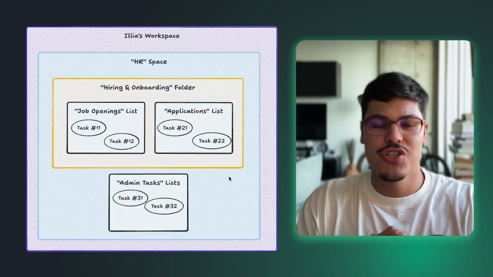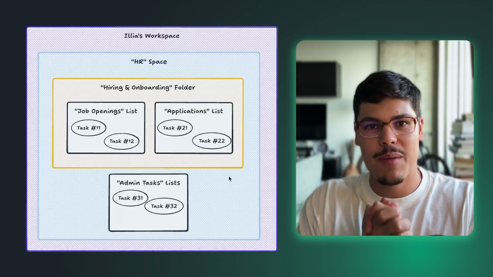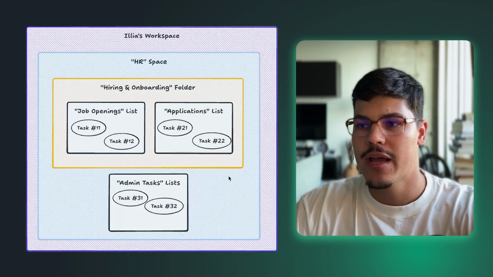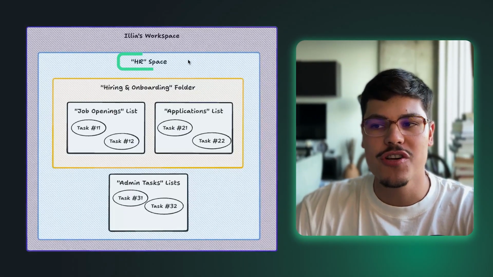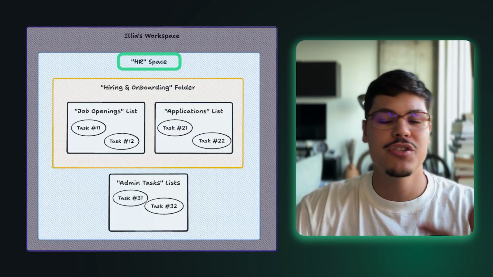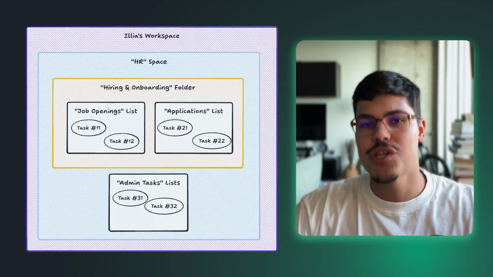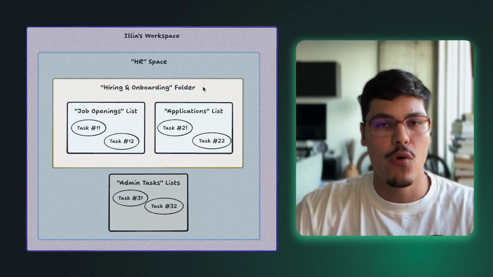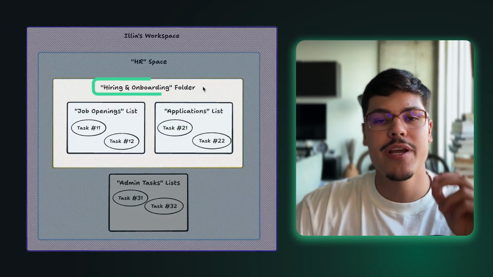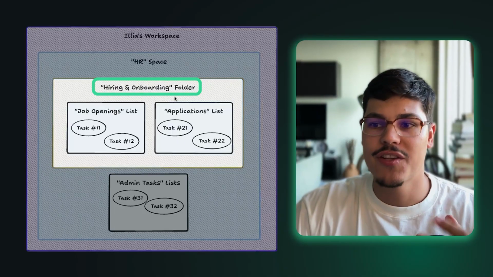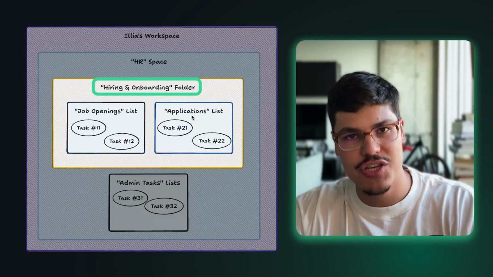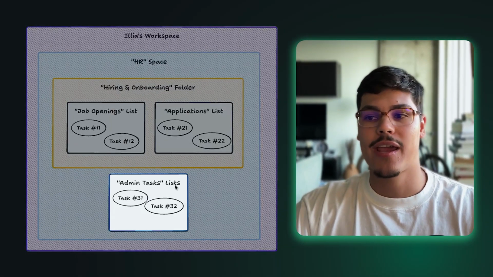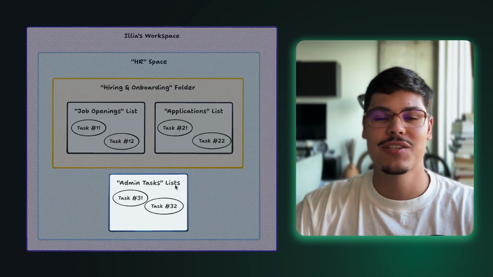In order to demonstrate this task type feature in ClickUp, I put together a very simple structure inside my ClickUp workspace. I called it an HR space. This is going to be everything related to human resources, which is kind of a most generic process throughout different types of companies out there. Inside that space, I'm going to have a folder which is going to be specific to a hiring and onboarding process or workflow that's going to consist of different job openings and applications that I want to track. And I'm also going to have an admin tasks list. This is the place where I'll be tracking all my human resources admin tasks throughout my company.